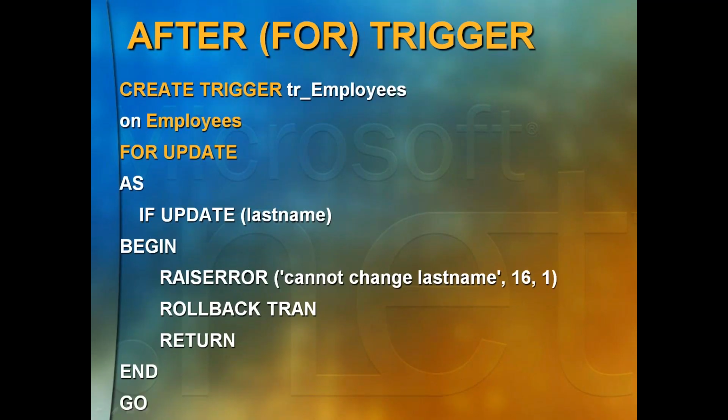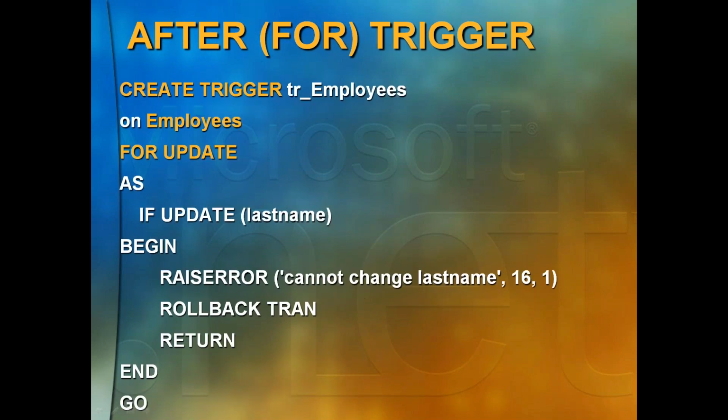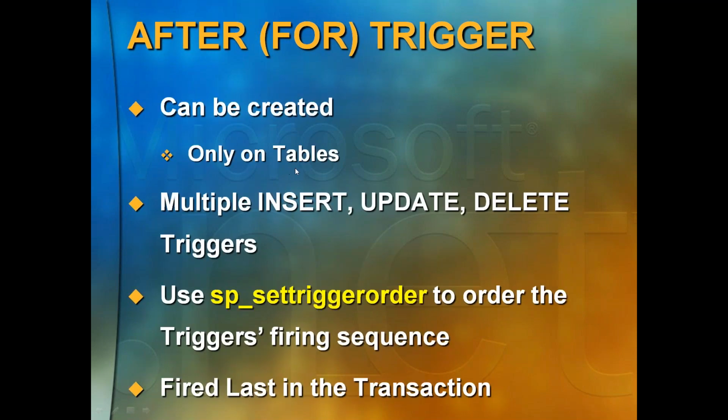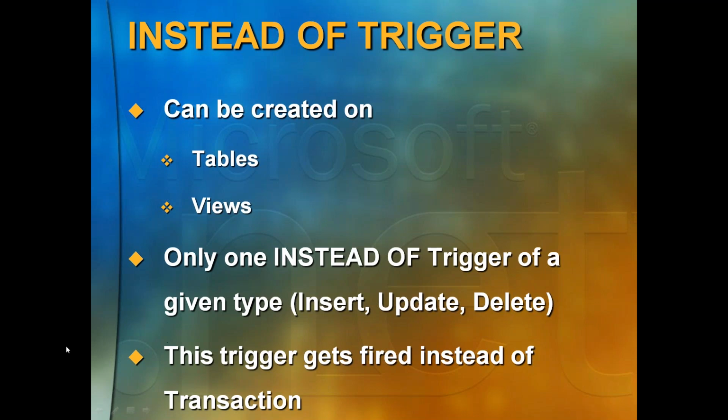Now, when are we going to use an instead of trigger? Let me give you one example for that as well. An instead of trigger can be created on tables and views, and an after trigger can be created only on tables. This is one difference. The next difference is that you can have only one instead of trigger of a given type: insert, update, or delete. So you cannot create multiple instead of triggers.